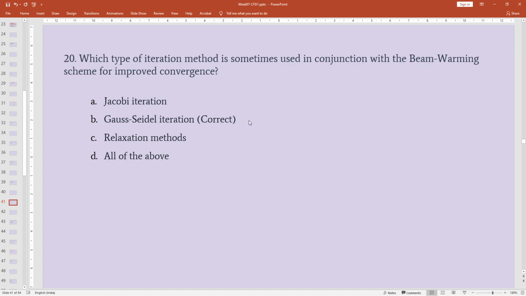Next question. Which type of iteration method is sometimes used in conjunction with beam warming methods for improved convergence? Options are Jacobi iteration, Gauss-Seidel iteration, relaxation methods, all of the above. The answer is here itself. Option B, Gauss-Seidel iteration.